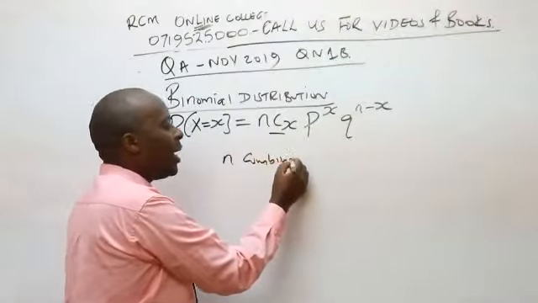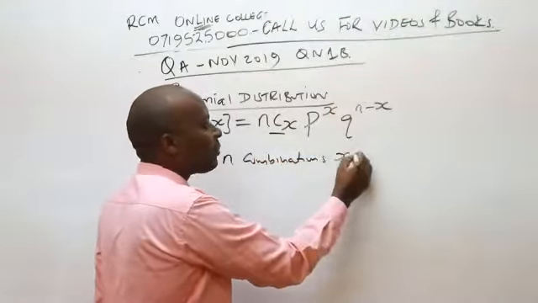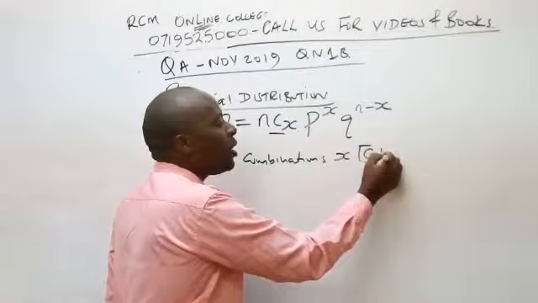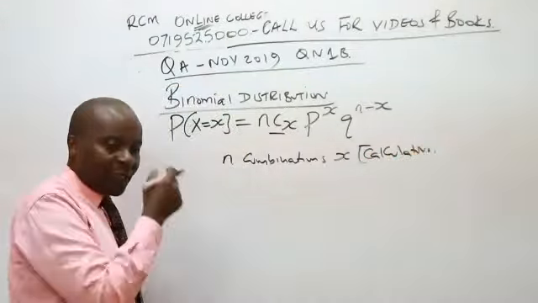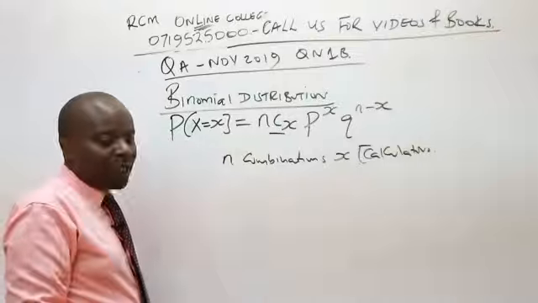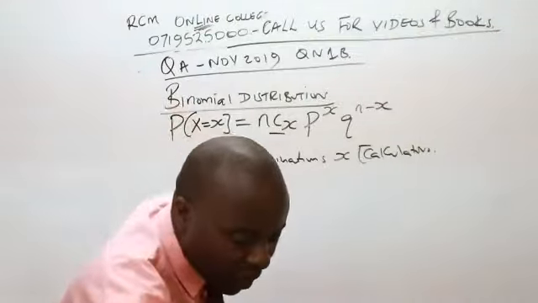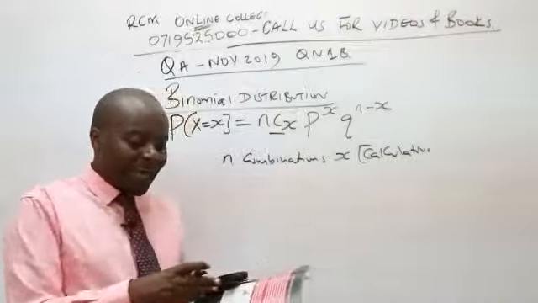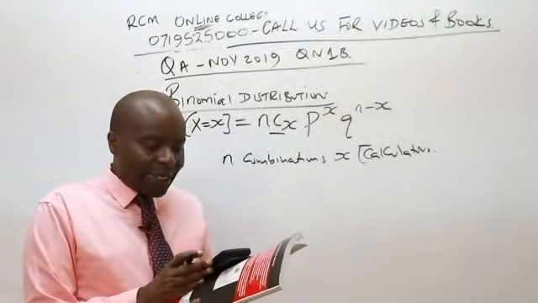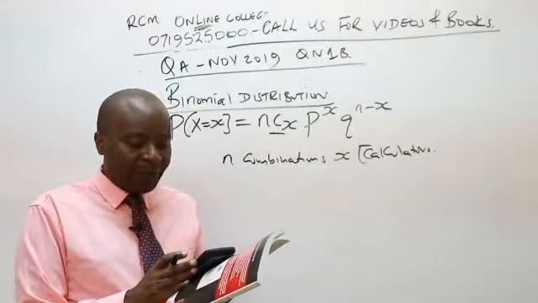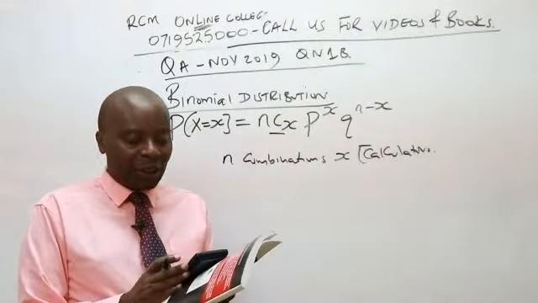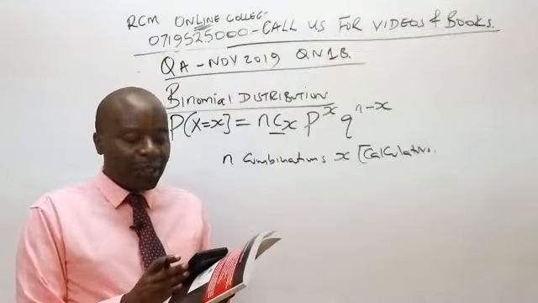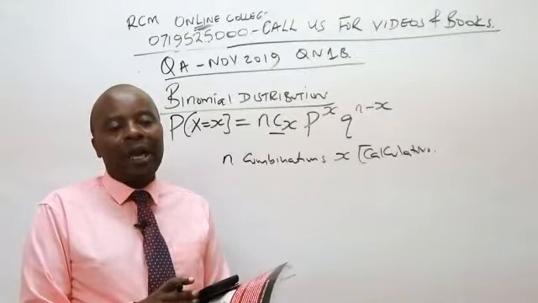This is the n combinations x. Basically, it is found in your calculators. That is what you need to know. Once you have your calculator, you'll be able to see nCx or nCr somewhere there, just close to shift or alpha. You'll be able to see the nCr function there.